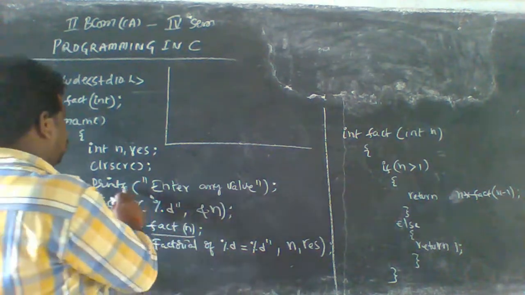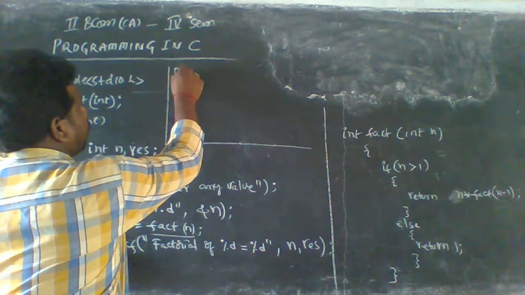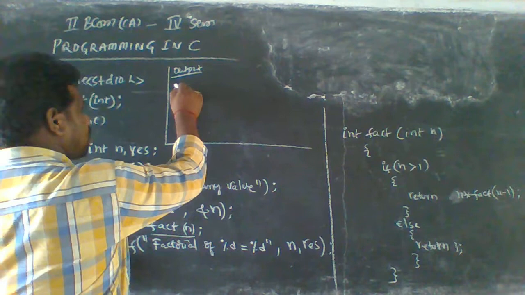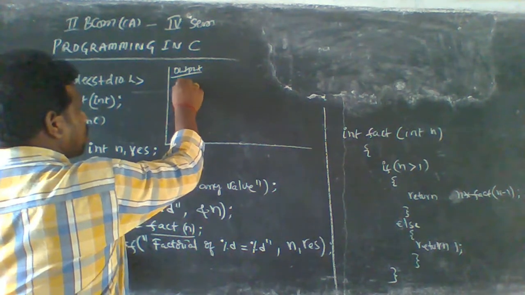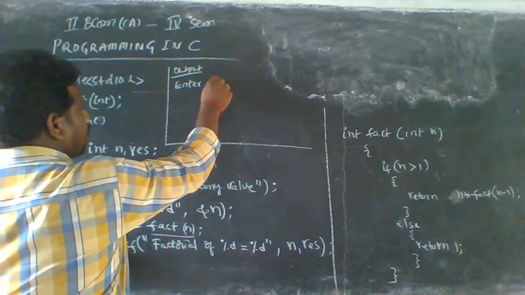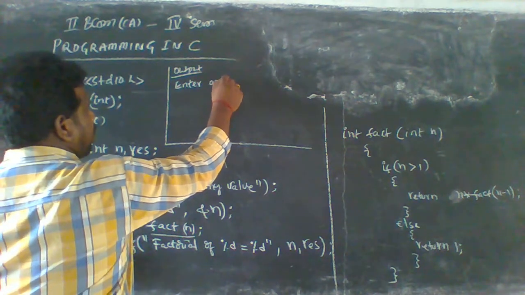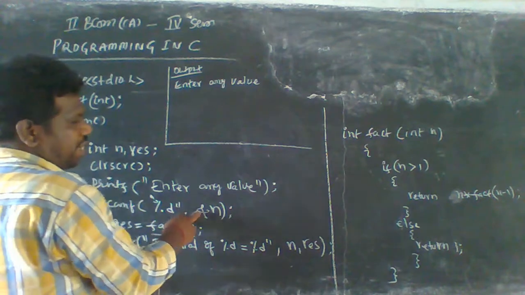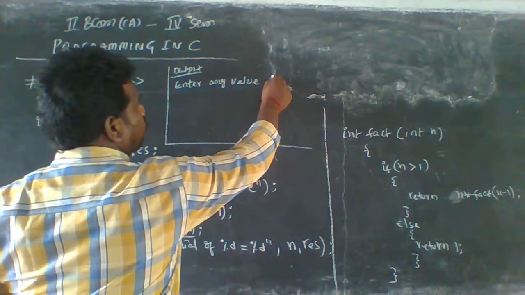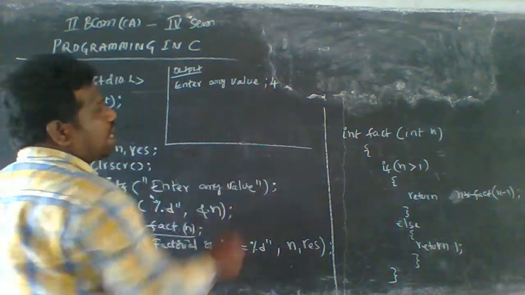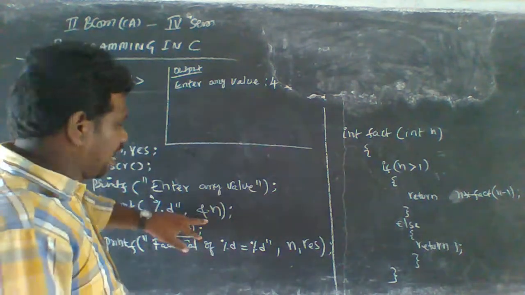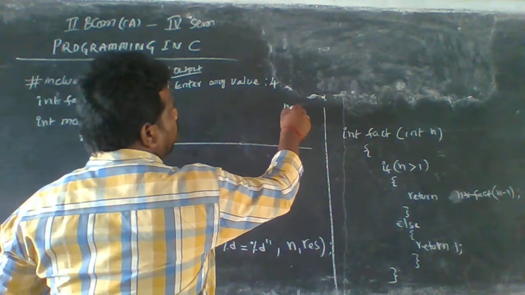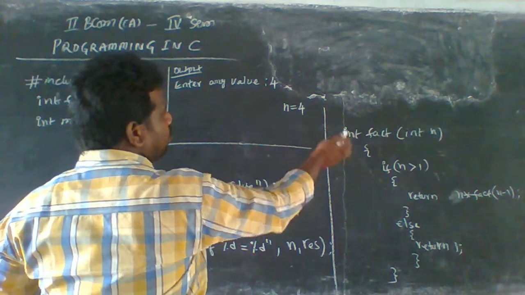Okay, it is asking to enter a value. So this is the output like this: enter any value. I am entering the 4 here. I am entering 4, and 4 is placed in the n value. That's why n is equal to 4 and res is equal to nothing here.